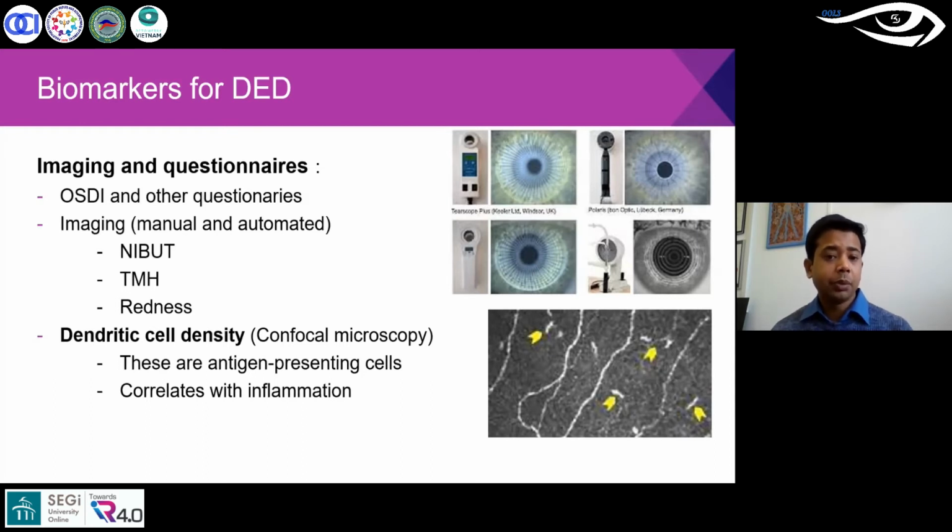Dendritic cell density has been shown following confocal microscopy. These are antigen-presenting cells, and it does really well with inflammation. So if someone is having symptoms but no signs, we can still perform confocal microscopy and see if we find dendritic cells. Now remember, it will only tell us about inflammation, and it may not be because of dry eye, maybe something else, but it still tells you that there is inflammation going on in the eye, in the cornea.